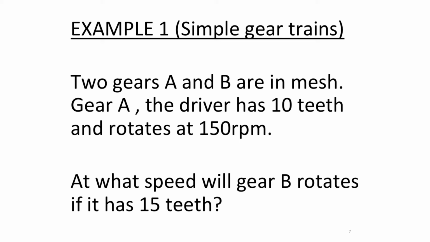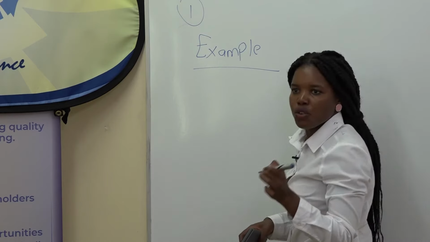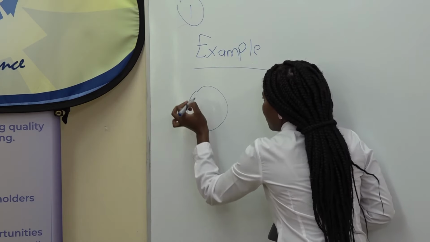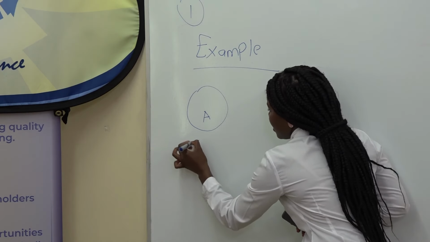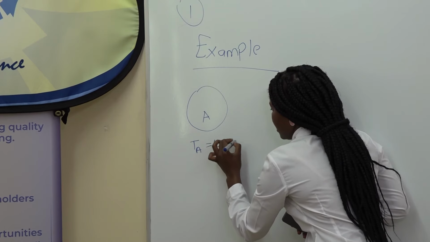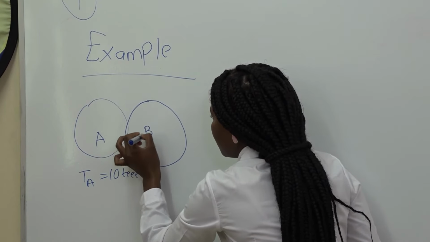Then I want us to look at our examples. Example 1 is a simple gear train. The statement says two gears A and B are in mesh. Gear A, the driver, has 10 teeth and rotates at 1,050 revolutions per minute. Calculate at what speed gear B will rotate if it has 15 teeth. For us to be able to calculate, we must first draw the gears to make things easier. Gear A has 10 teeth, TA, and is in mesh with gear B.